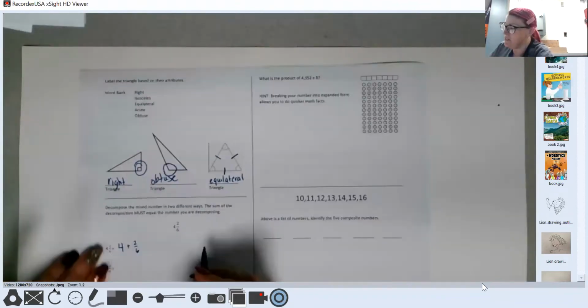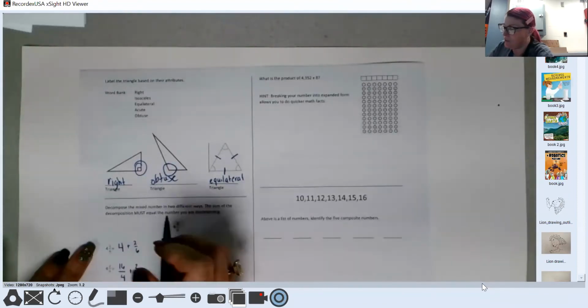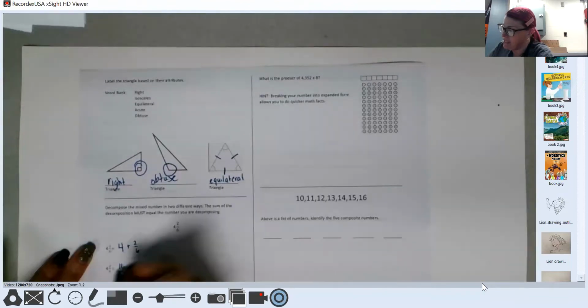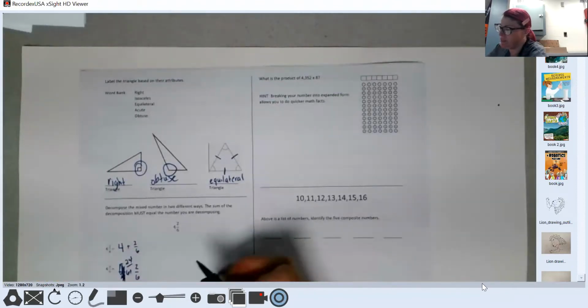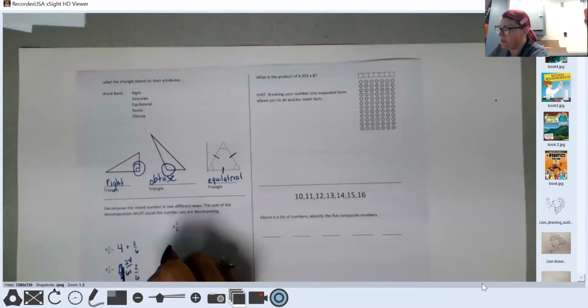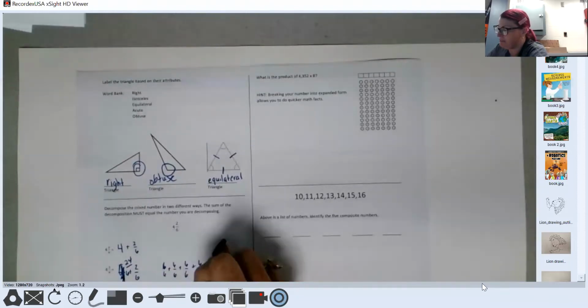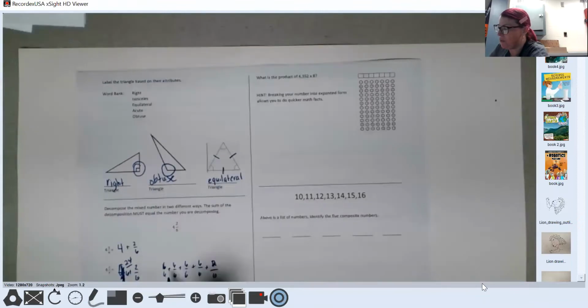I could also decompose it as 24/6 plus 2/6. No, what am I doing? Not 16/4. 24/6 plus 2/6. I could have also done 6/6 plus 6/6 plus 6/6 plus 6/6 plus 2/6. That's 4. 1, 2, 3, 4, and 2/6.